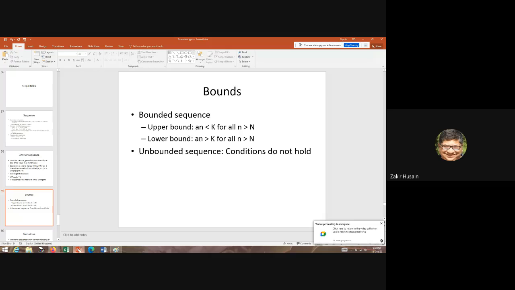Okay. Now, next we're talking about bounds. Let me correct a typo over here. In case of an upper bound, let us say K_U is the upper bound, and K_L is the lower bound. K_U being the upper bound means that when A_N is increasing, it will always be less than K_U. On the other hand, the smallest value of A_N will be greater than K_L.